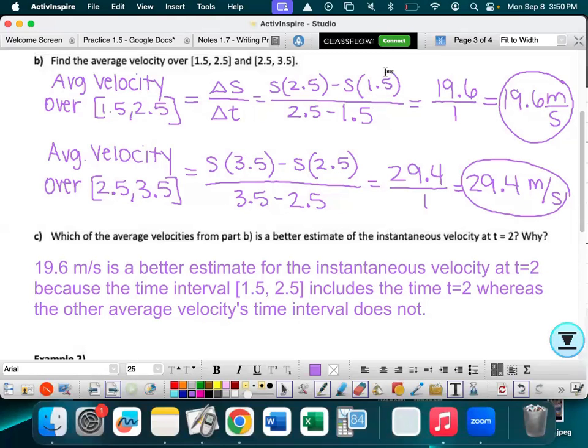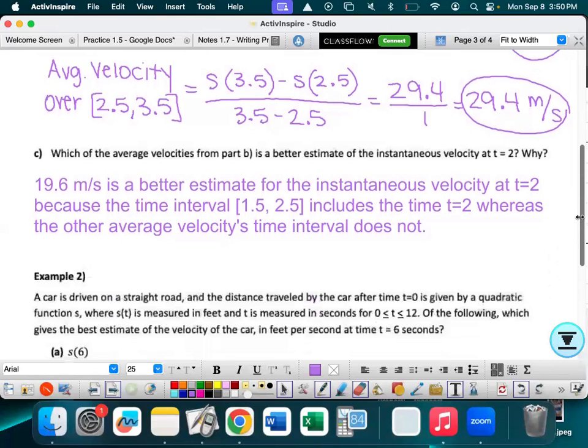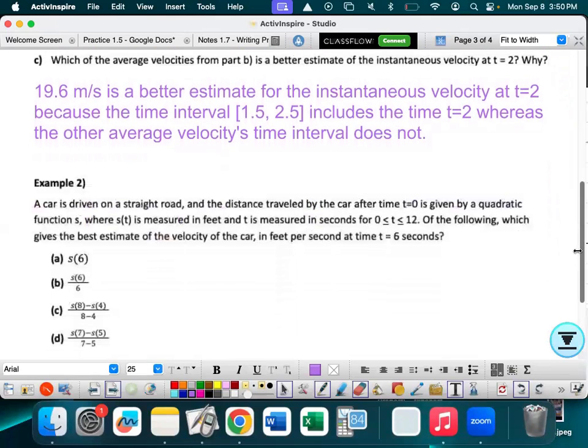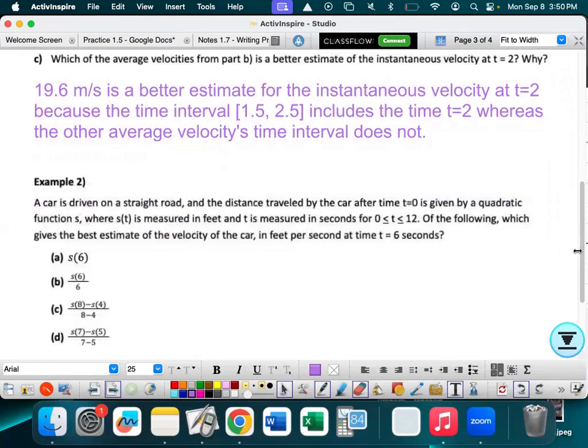Next example is that 2? Yes. A car is driven on a straight road, and the distance traveled by the car after time t equals 0 is given by a quadratic function s, where s is measured in feet and t is measured in seconds over the time interval from 0 to 12. Of the following, which gives the best estimate of the velocity of the car in feet per second at time t equals 6?